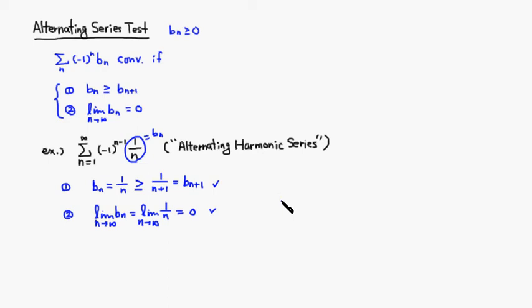So therefore, by the alternating series test and these two conditions, the alternating harmonic series is actually convergent, even though the regular harmonic series is divergent. If it's an alternating series, it makes it a little bit easier to converge because you are adding and subtracting instead of adding positive terms every time.